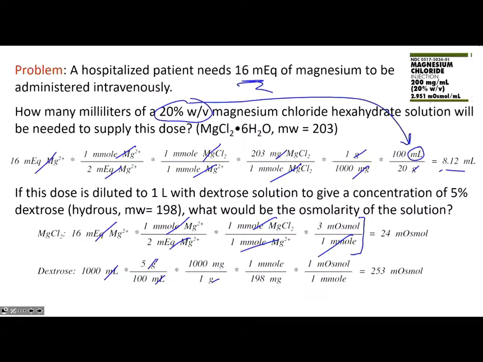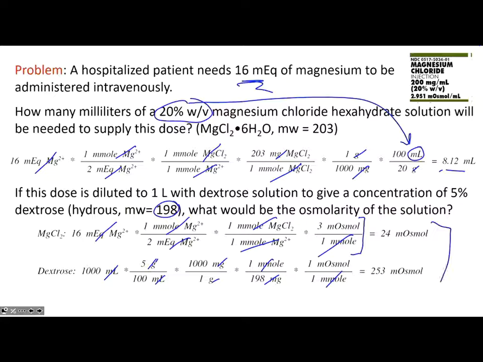Now I can convert to the number of molecules by taking my weight and dividing it by the formula weight, which I gave you here was 198. So that divides out the milligrams. Now I'm in molecules. That's where I need to be. So what happens when you put dextrose into water? How many particles do you get then? Does it dissociate? No, dextrose does not dissociate. It's a non-electrolyte, so you get 1 molecule for every 1, and you get 1 milliosmole for every 1 molecule, so it's 1 to 1. So again, you cross that straight over, and you end up getting 253 milliosmoles.